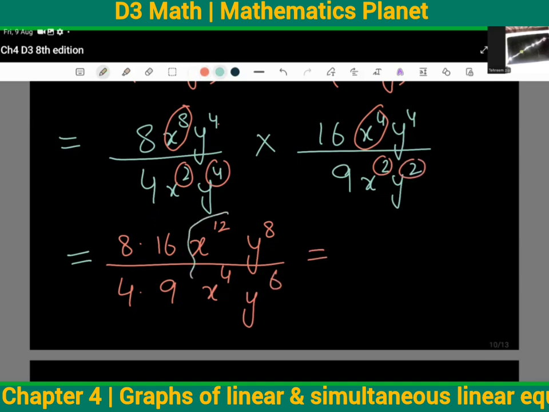Now, just solve the x portion. 12 minus 4, you will get 8. And y, 8 minus 6, you will get 2. Now, solve the constants. 4 times 1 is 4, 4 times 2 is 8. And you cannot simplify it further. So, you will get 32 by 9.